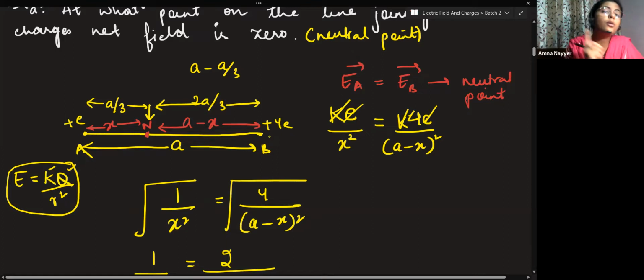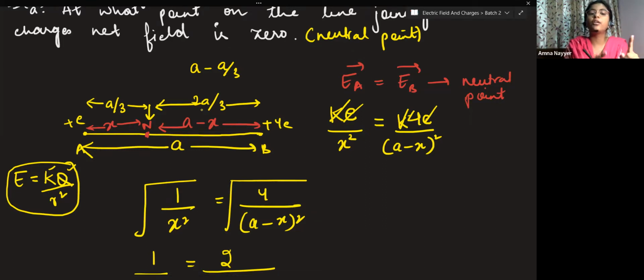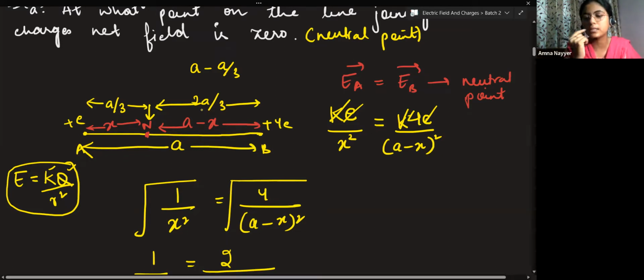Because if you write only a by 3, that won't be correct, because this is not in the middle, that you will write a by 3, a by 3. So you have to specify from which charge is the distance a by 3, or from which charge is the distance 2a by 3. So this is how you use the neutral point, where you have to calculate your answers.